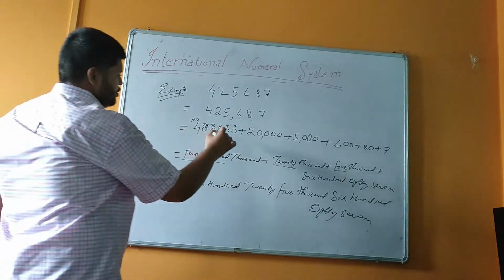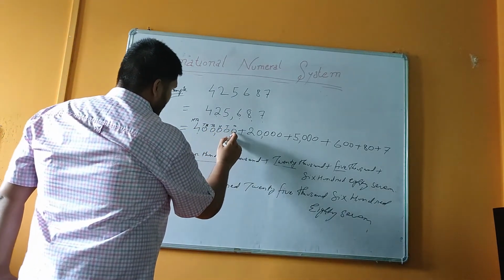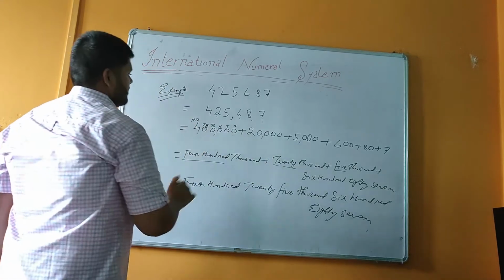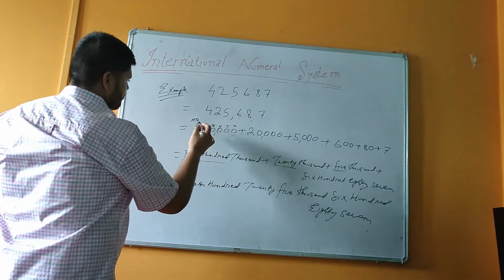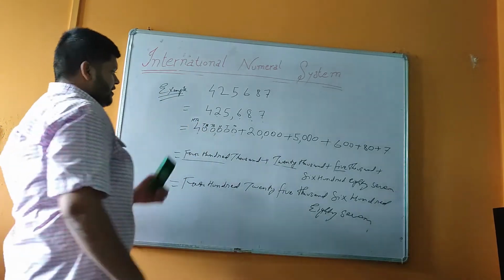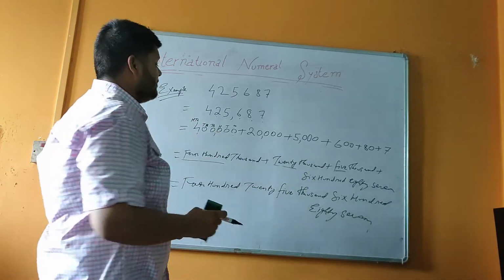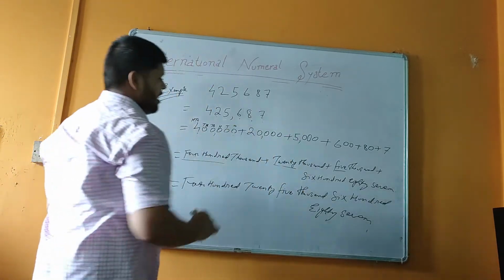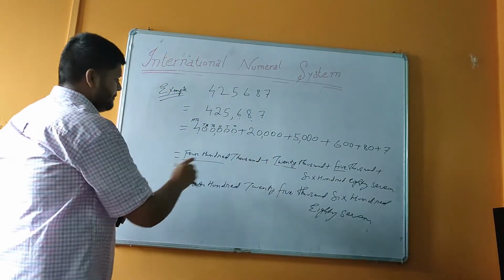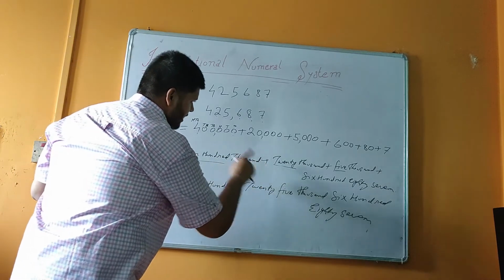After doing so, you have to read from the rightmost part with ones, tens, 100, 1000, 10,000, 100,000. According to the international place value chart, you have to read this number and write it. After writing, you have to remove this plus symbol.